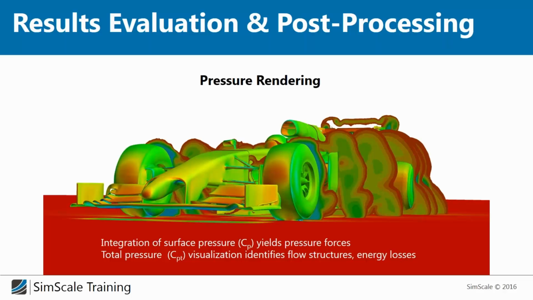But the total pressure we see here is quite useful to identify flow structures, things that propagate in the region around the car. These could be energy loss areas or low energy regions, like typically the tire wake, but also other structures like vortices from the front wing traveling downstream. The total pressure coefficient is very, very useful to identify and locate those structures.